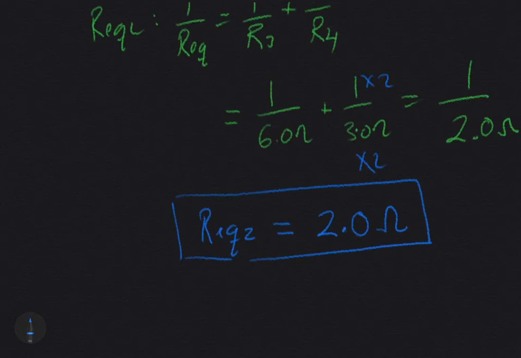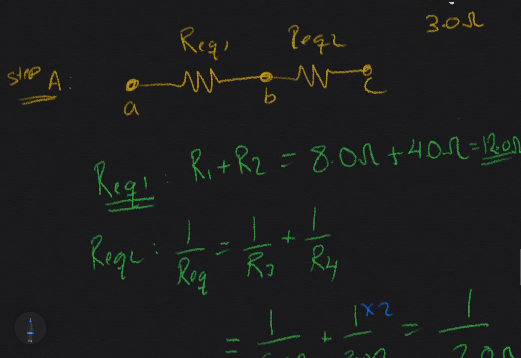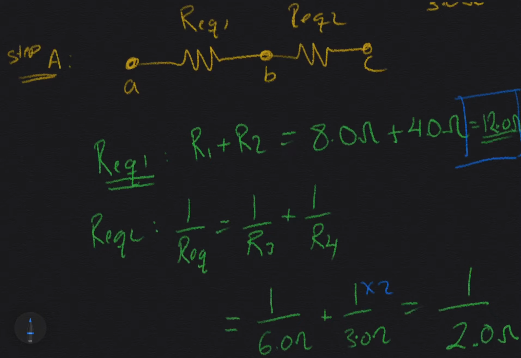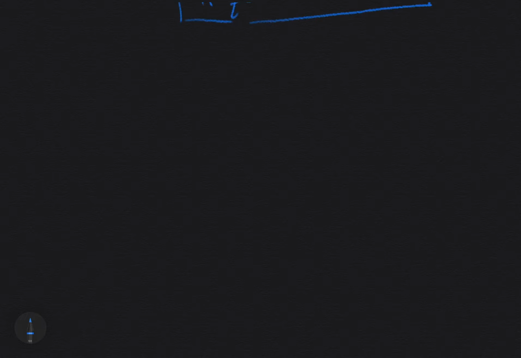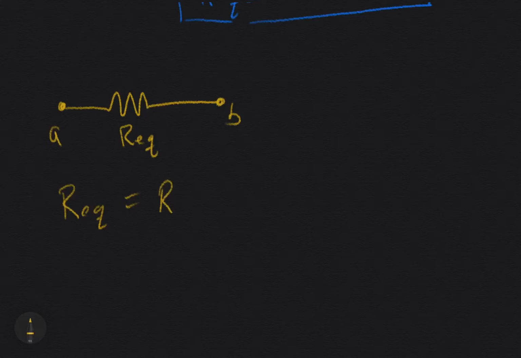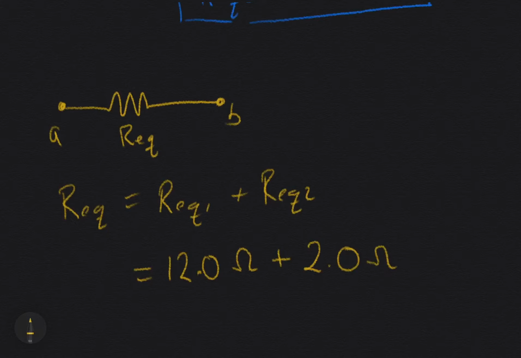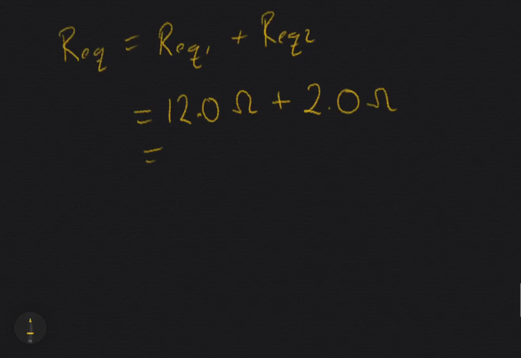Now let's combine R equivalent 1 and R equivalent 2, and I'll call that R equivalent. These are two resistors in series. So from location A, one resistor, call this R equivalent. R equivalent is equal to R equivalent 1 plus R equivalent 2. R equivalent 1 was 12.0 ohms and R equivalent 2 is 2.0 ohms. This is equal to 14 ohms.